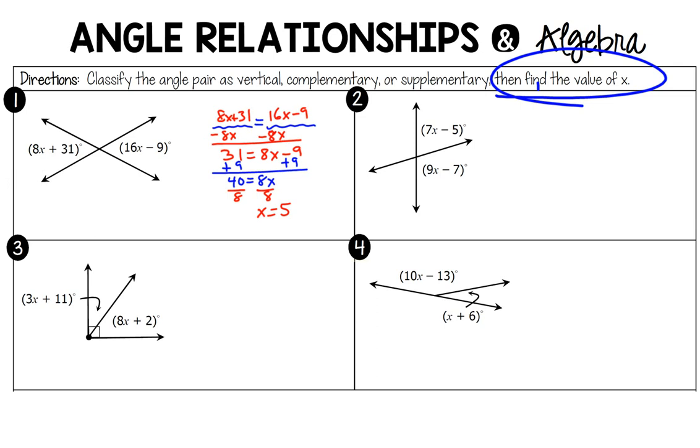Alright, let's keep going. These two are supplementary. So they belong on the same side of the equal sign, with a plus sign in the middle, because they add up to 180. Combine like terms. Combine like terms again. And now let's solve for x.